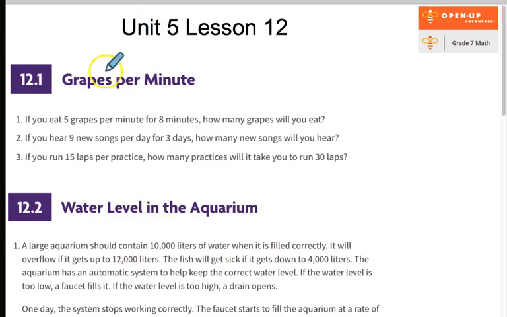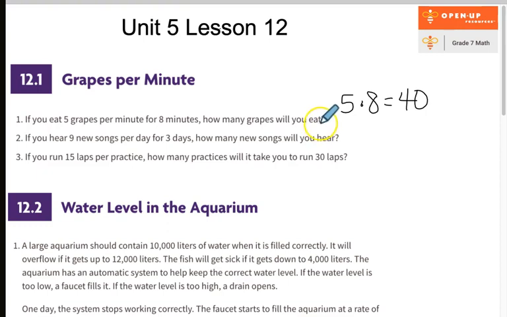Unit 5, Lesson 12. 12.1 Grapes per minute. If you eat 5 grapes per minute for 8 minutes, how many grapes will you eat? So we're eating 5 grapes per minute, and we are going to be eating those for 8 minutes. So you will be eating 40 grapes.